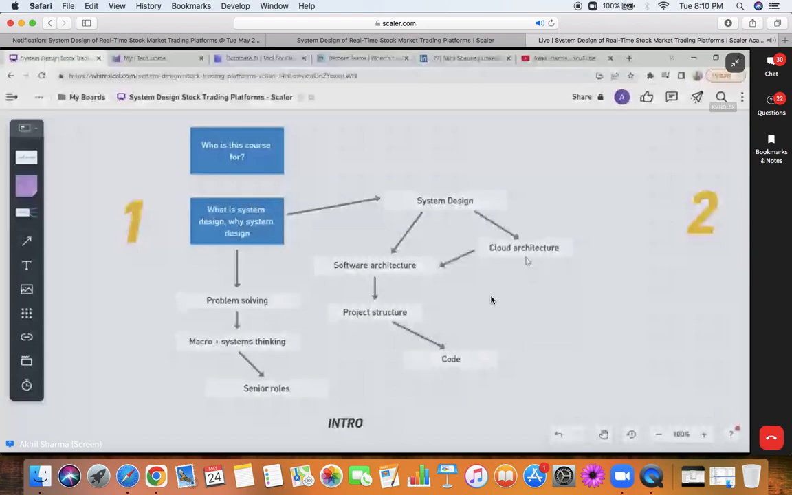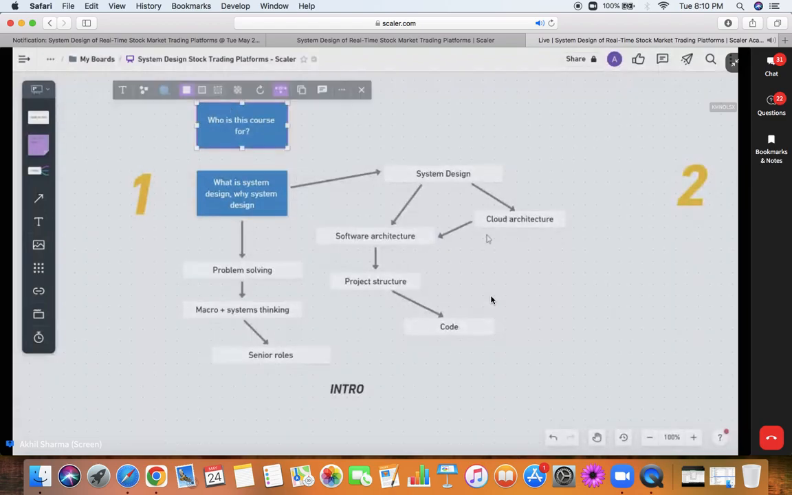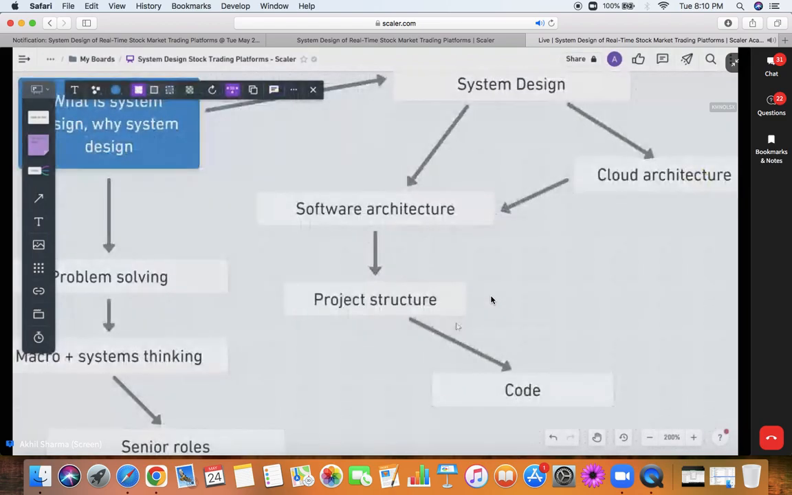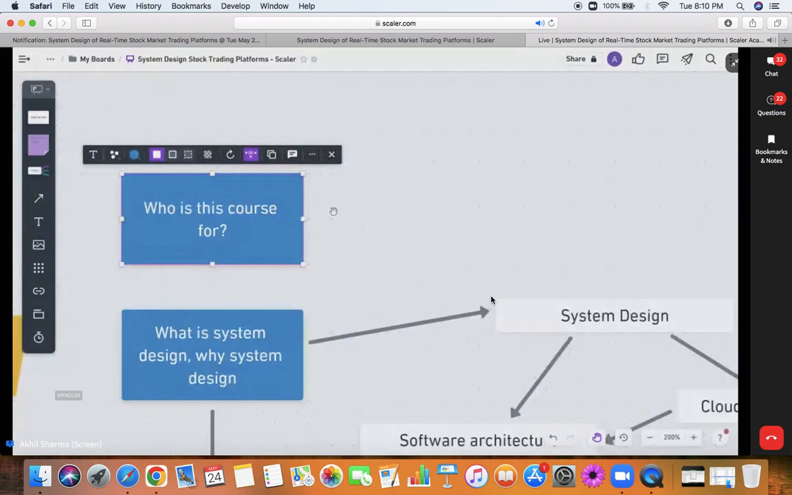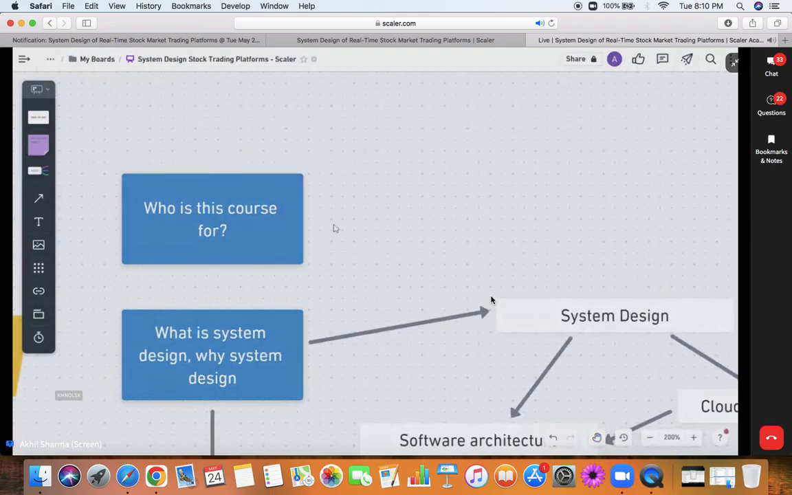So who is today's session for? Let me zoom in a little bit more. Today's session is for people who already have a little bit of basic knowledge about system design, engineers who want to apply for more senior back-end engineering roles. It's strictly and specifically for that target audience. Those are the only people who should be attending this session.